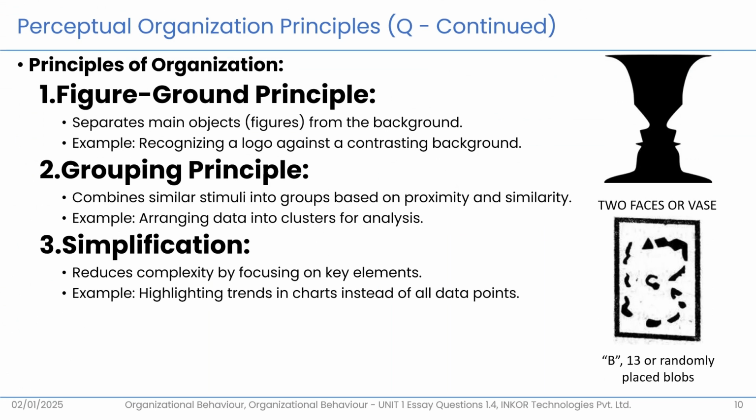Perceptual organization follows principles like figure ground and grouping. The figure ground principle separates main objects from the background, helping focus on key elements. Grouping clusters related items together, making information easier to understand. Simplification reduces complexity, allowing attention to focus on the most important elements.